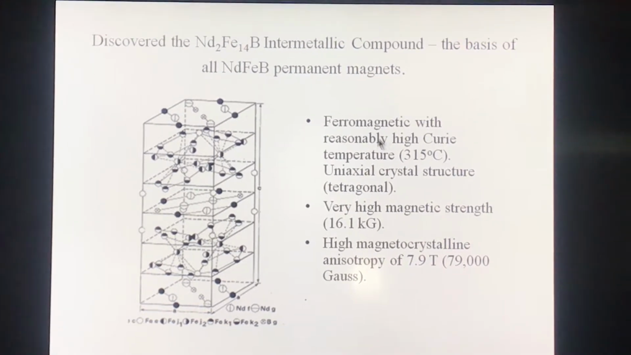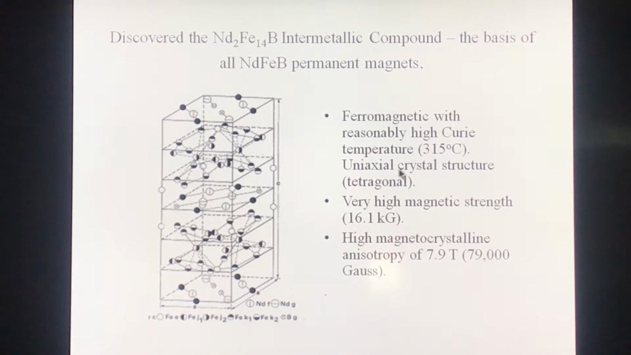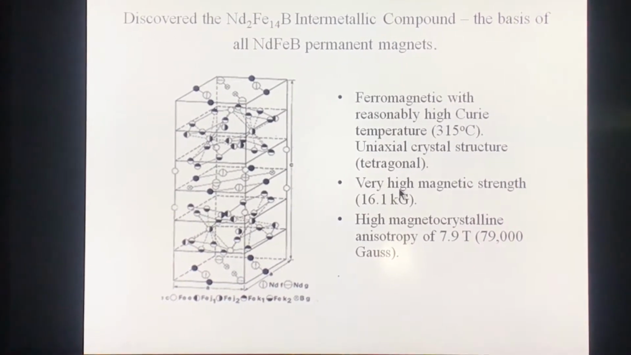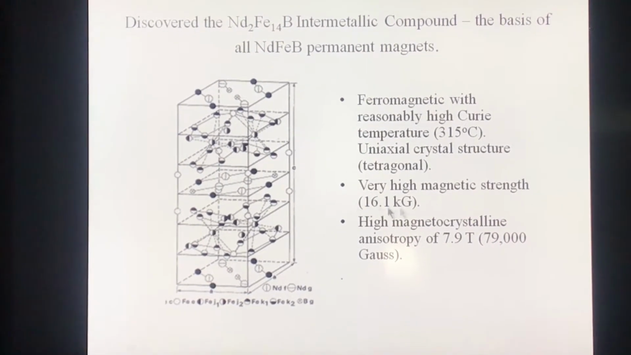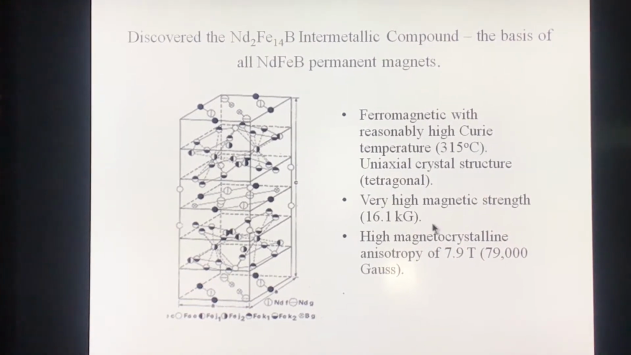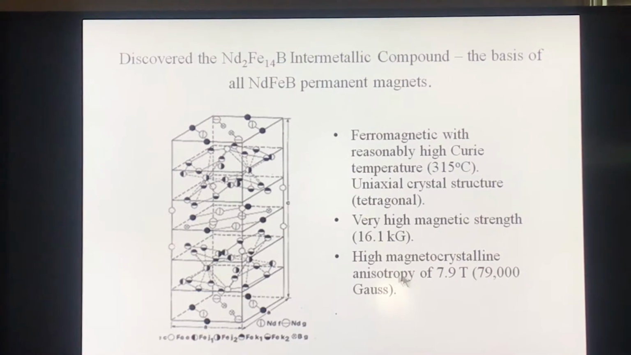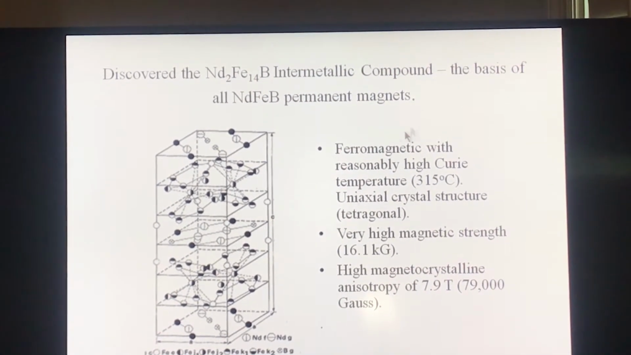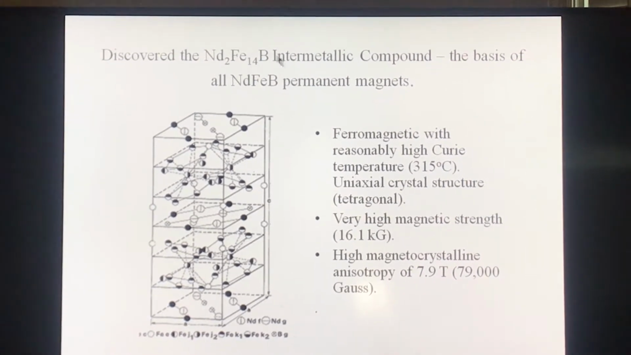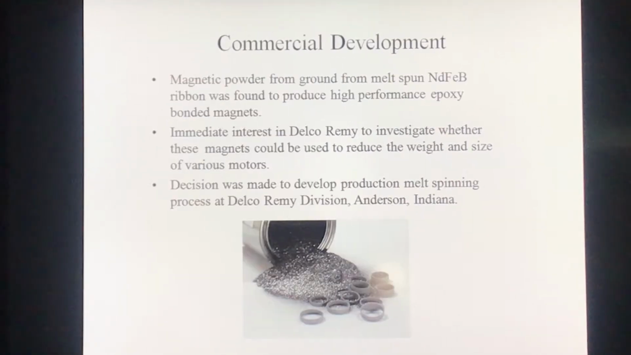It's ferromagnetic with a reasonably high Curie temperature. I said we had to have a high Curie temperature. It has a uniaxial crystal structure, tetragonal, very high magnetic strength, the highest of any permanent magnet material ever discovered. Iron itself is over 220, and then a very high magnetocrystalline anisotropy of 79,000 gauss. So as I said, this intermetallic compound was my major discovery, and it is the basis of all neodymium iron boron permanent magnets today.